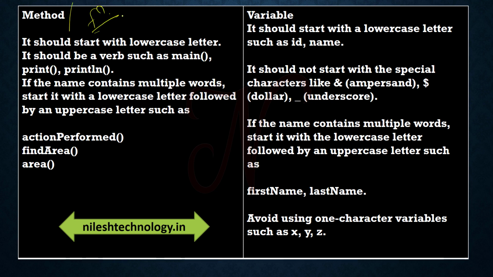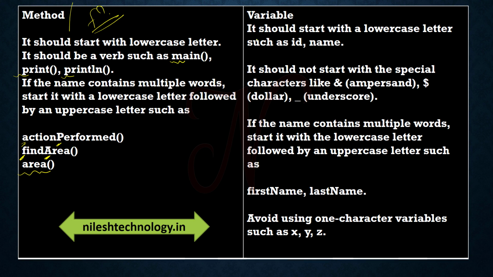Next, methods or functions. The first letter of a function is lowercase. See here main, print with P small, println with P small. But if there are two, three, or four words in a method name, then the first letter of the first word is small, and after that every word's first letter is capital. For example, findArea: first letter is small, then A is capital. actionPerformed: A small, P capital. These are the rules of declaring a method.